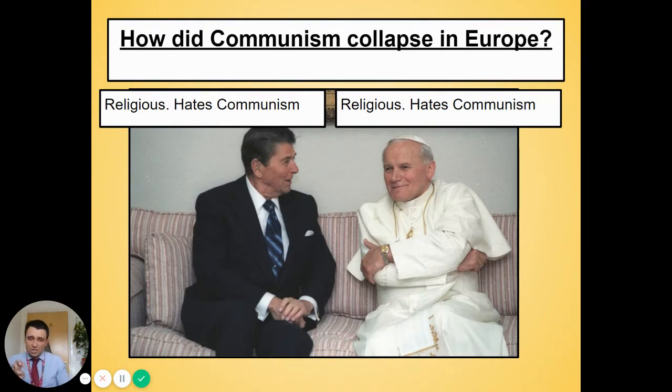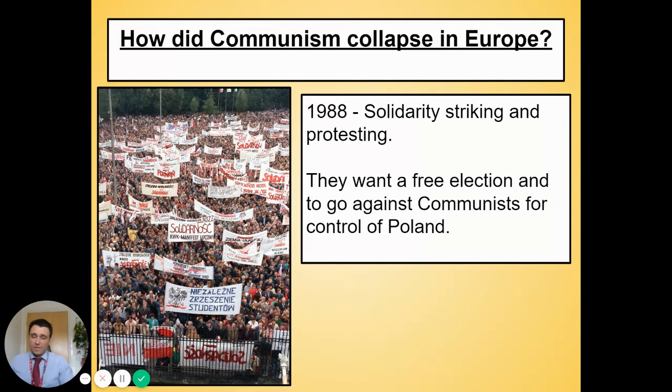This is the first time that we see an American president get directly involved in a Soviet state. If you think about things like Hungary and Czechoslovakia before, America hadn't got involved. Now we're seeing direct interference. So, the year turns to 1988 and Solidarity takes to the streets. They've been kept alive and now they are protesting. Solidarity essentially wanted a free election, to go against the communists for control of Poland. They wanted more of a say, they wanted greater freedom.